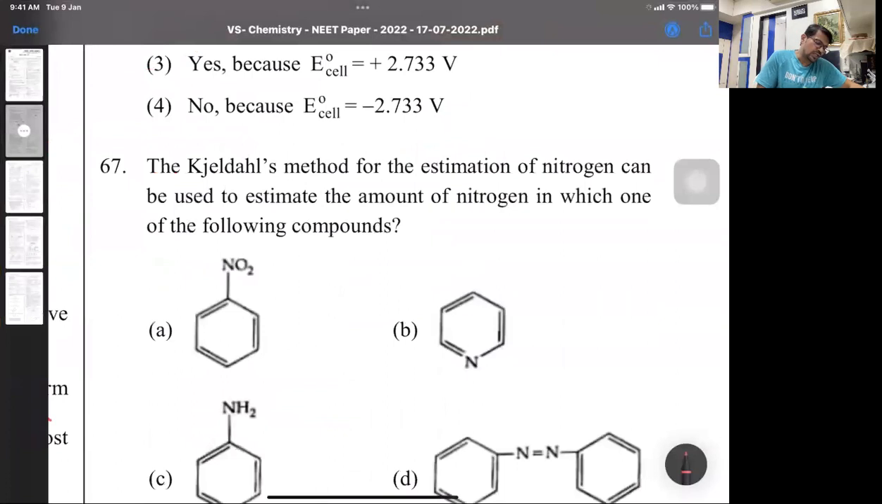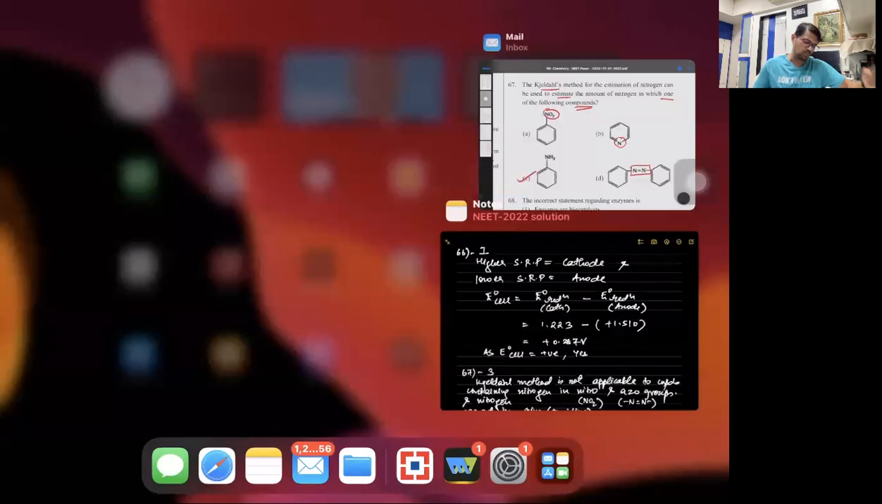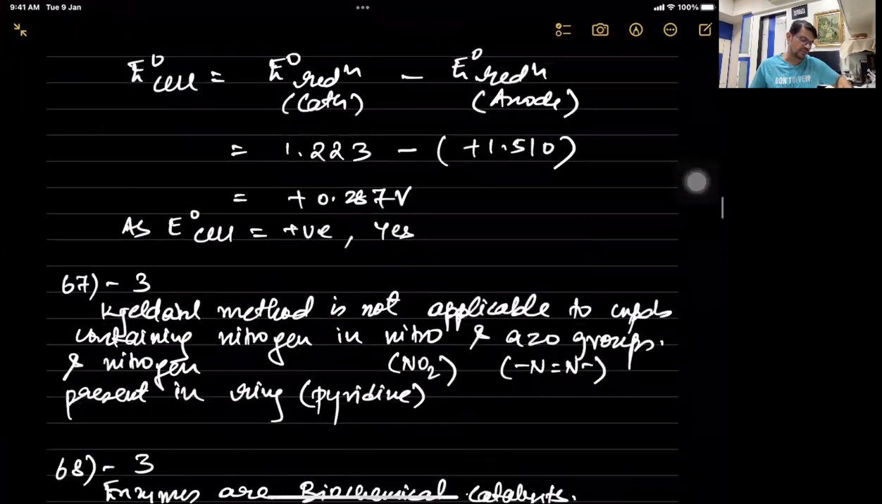Question 67: in Kjeldahl's method for the estimation of nitrogen, which compounds can be used to estimate? This also is a paragraph in the NCERT part after the Kjeldahl method. Any of the compounds which contain the nitro group, or nitrogen in the ring like pyridine, or the azo group, will not give Kjeldahl's test. So definitely there's only one option left which will give it, and that's aniline. So 67 is C, or the third one, sorry. 67 is the third one.